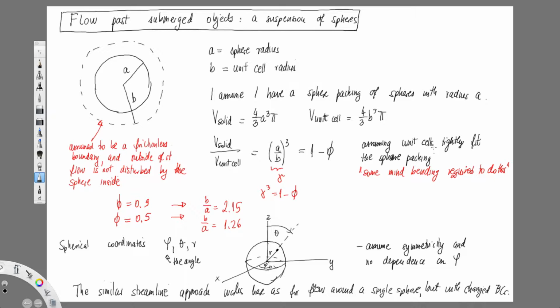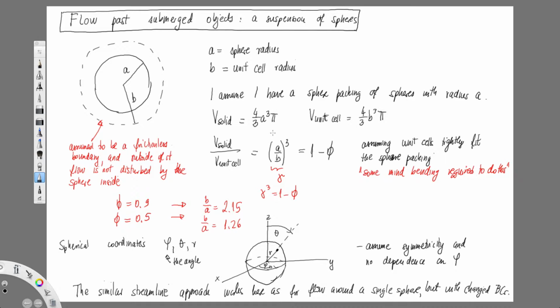Number 1 is just a review of what we did last time. These are my 2 spheres. The volume of each is related to its radius by something we learned in elementary school. The solid fraction within this unit cell is the volume of the smaller sphere divided by the volume of the unit cell, which is also 1 minus porosity. That gives me a relationship between a, b, and porosity.